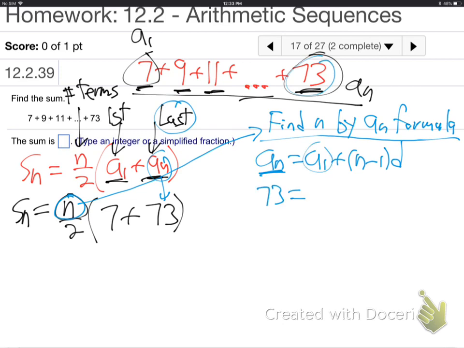73. What's A sub 1? What does A sub 1 mean? First term. N is what I'm looking for. What's d? 2. It's the difference. What's being added every time? Add 2 every time. It's 2. See how I can solve that little formula for n?